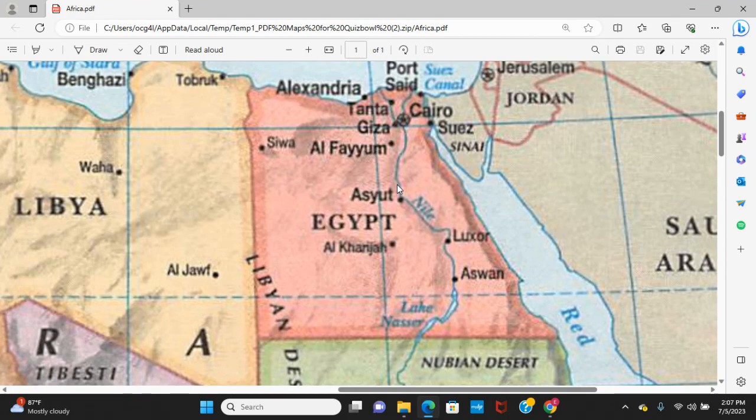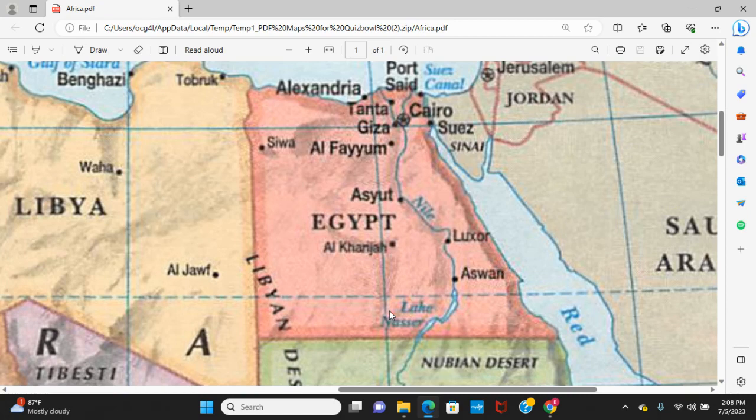It was the personal property of the emperor at the time, instead of obviously becoming a province like it normally would. Note down at the bottom you have Lake Nasser. That is created by the Aswan High Dam. You see here the city of Aswan, and the lake is named after Gamal Nasser, who was leader of Egypt in the 1950s up until his death in 1970.